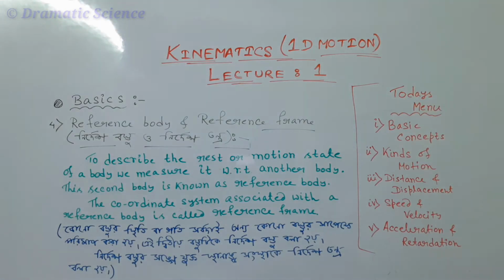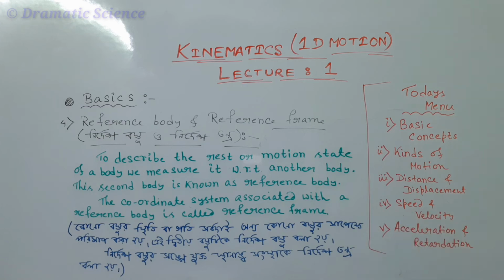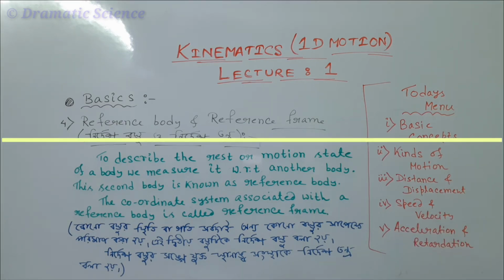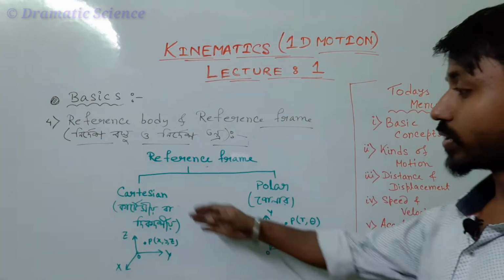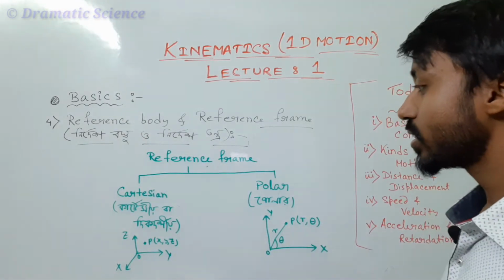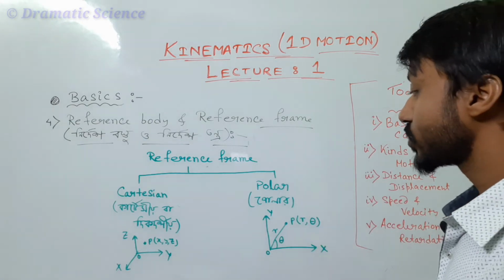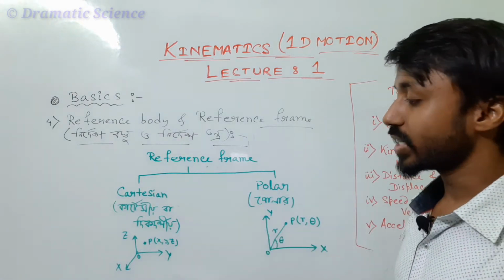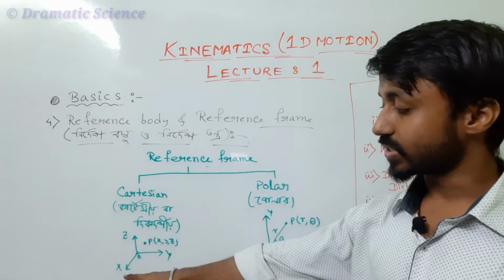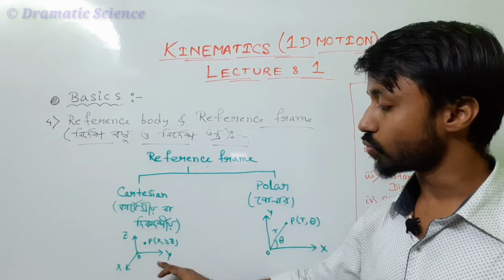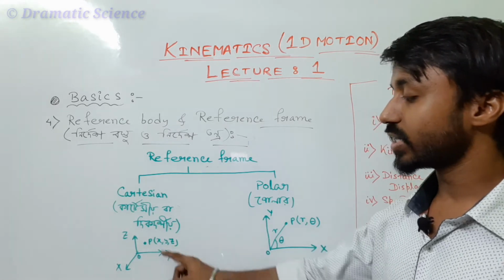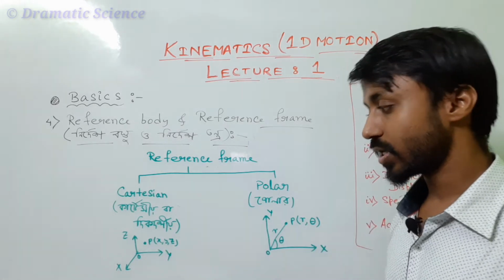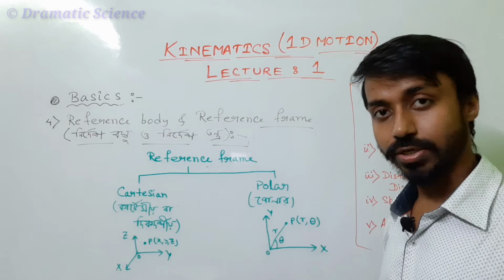Next, we will move towards the kinds of reference frame. Basically, reference frame has two categories. One is called Cartesian and the second one is called polar. In the case of Cartesian, we have three axes in 3D, x, y, z, and the point P is represented as x, y, z, and O is called the origin.